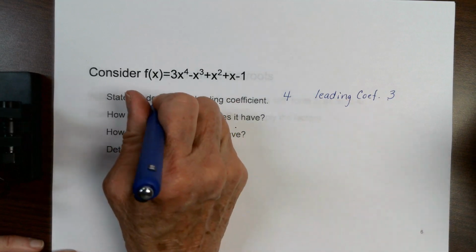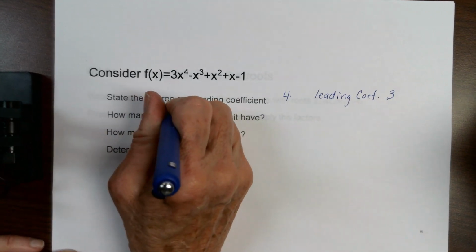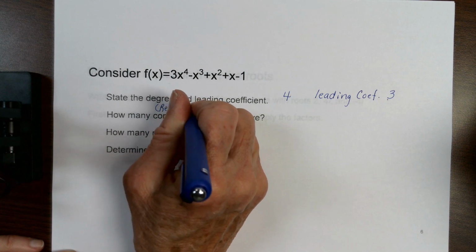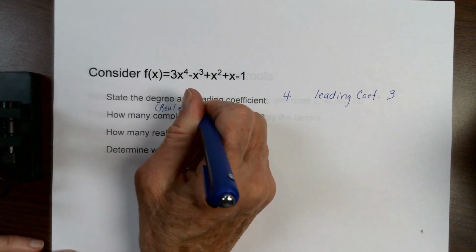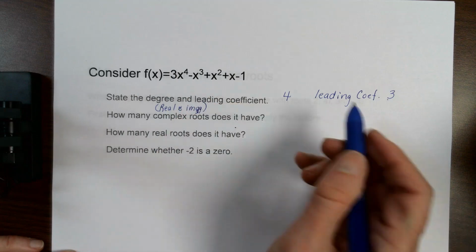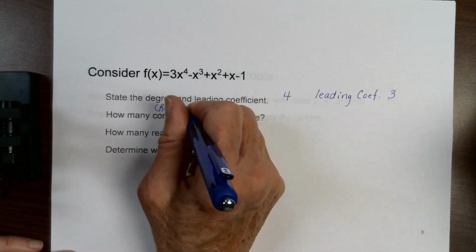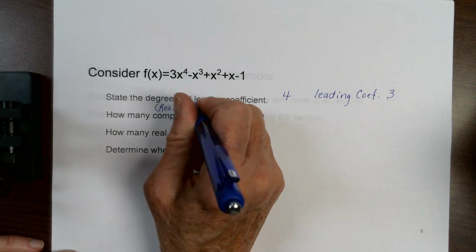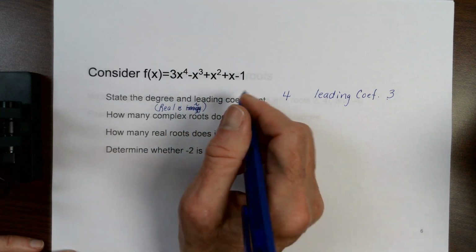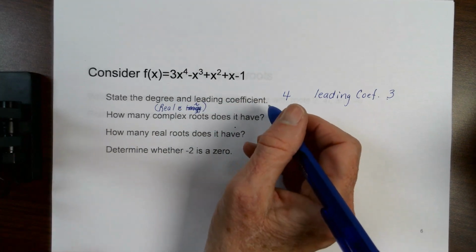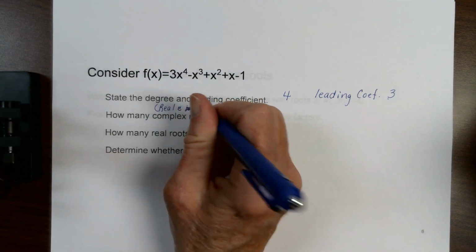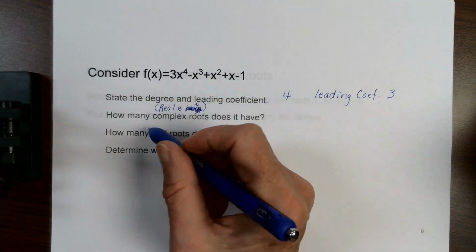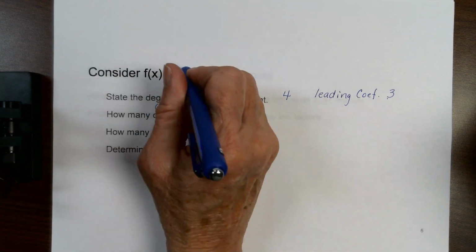Complex means both real and imaginary. You know what imaginary is, so you're talking about i's, like 3i or 3 plus 2i. When I think of imaginary numbers, I always think of i's. Okay, so how many complex roots does it have?